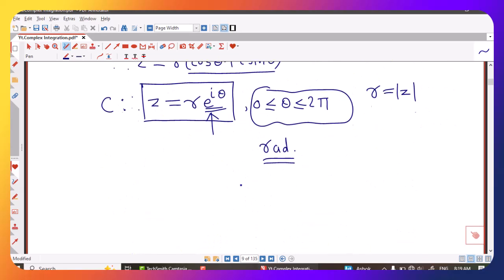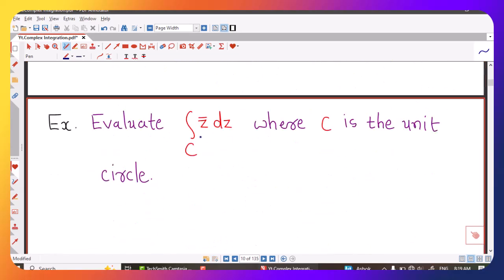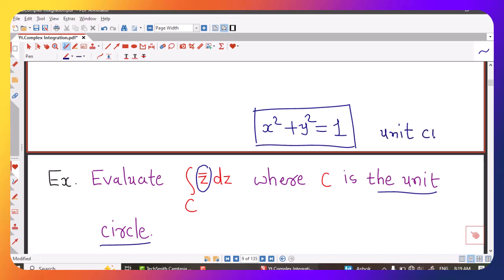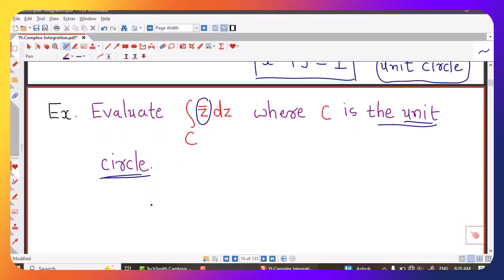Here I have taken one example in which I want to integrate the function z bar along the unit circle. Unit circle means a circle whose radius is 1, that is r equal to 1. So we have x square plus y square equal to 1 square, that is 1, and this is called the unit circle. A circle whose center is origin and radius is 1 is known as the unit circle. They will not give you the equation of the circle, they may simply write that integrate the given function along the unit circle. That is, we have to integrate this function along the whole circle.